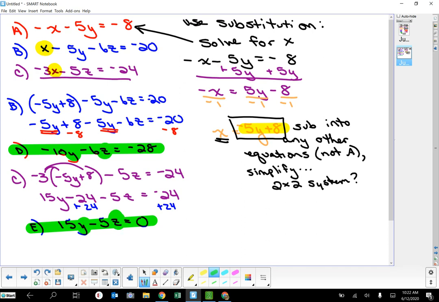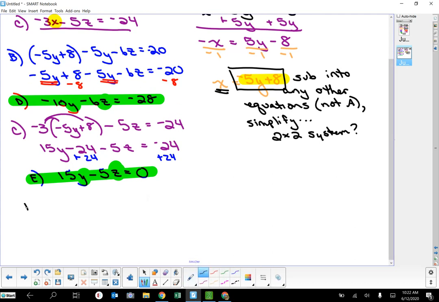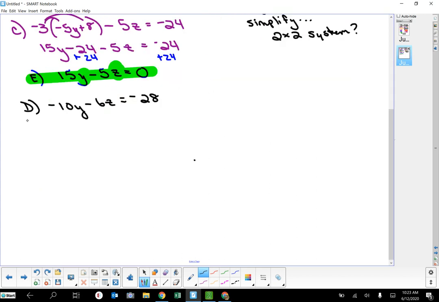So now I have a 2 by 2 system that I can utilize effectively. Let me stack those on top of each other. So I'm going to scoot this down a little bit. Okay, in black, here's equation D: negative 10y minus 6z equals negative 28. And then E is 15y minus 5z equals 0. So what pops into my head first, I'm going to actually make these 30s to get rid of the y's by multiplying this guy by a 3, which will give me a negative 30, and this guy by a 2, giving me a positive 30.